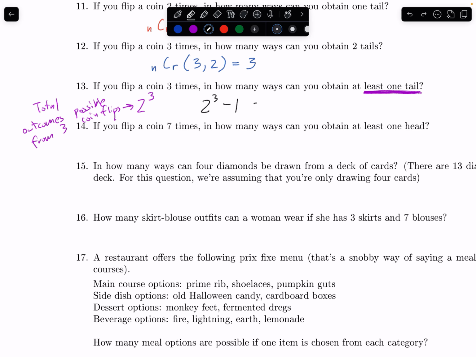Okay, so just calculating that out. 2 to the third, 2, 4, 8, that's 8. Minus 1 is 7. And that matches what we did earlier, when we did it the other direct way.